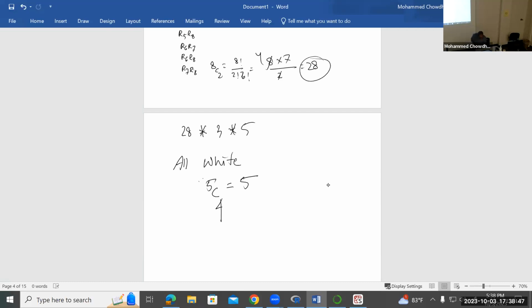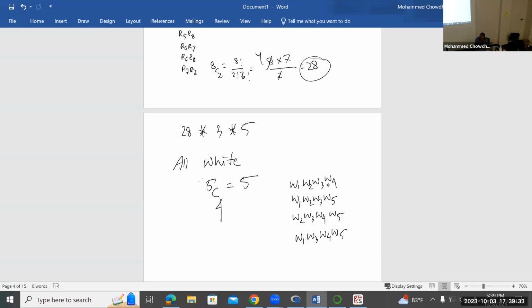Why choose 4? Because this is a combinations problem. Take a look at white 1, white 2, white 3, white 4. Okay? White 1, white 2, white 3, white 5. Okay? Then white 2, white 3, white 4, white 5. Okay? Then white 1, white 3, white 4, white 5. This is one. Then all 5.